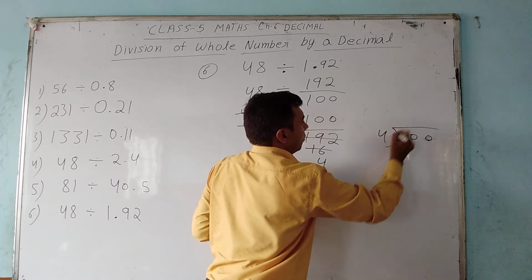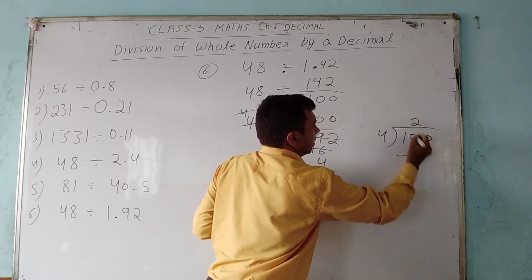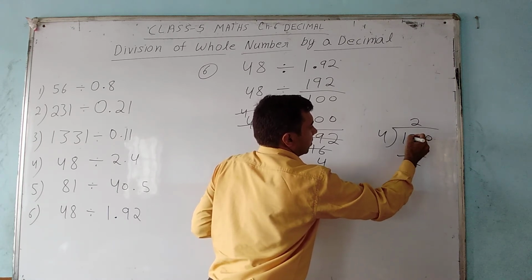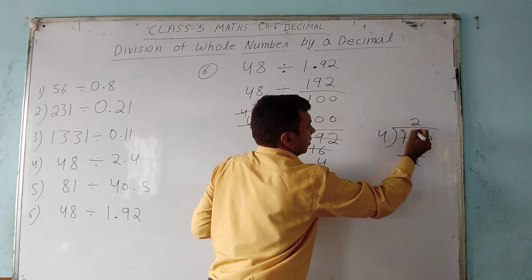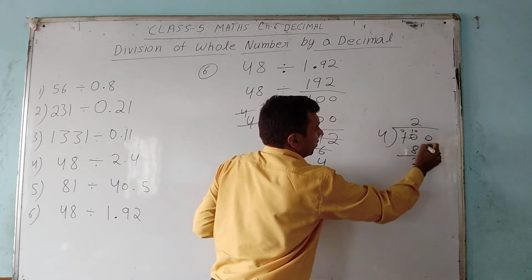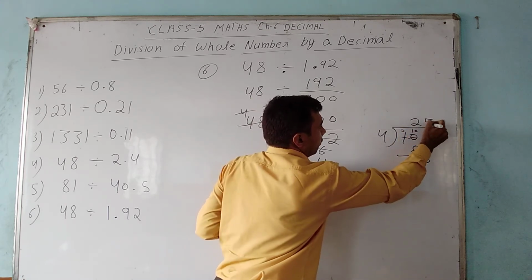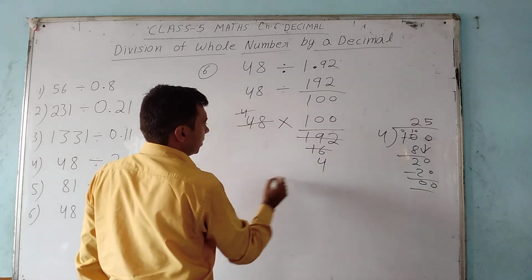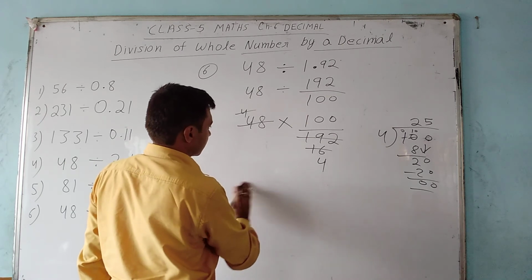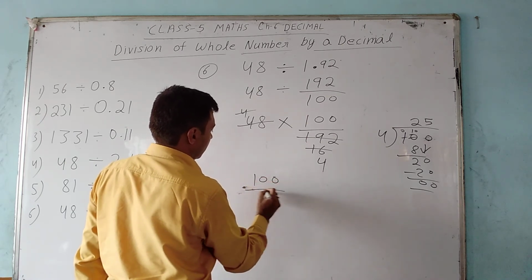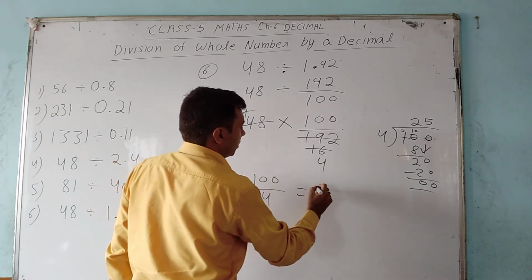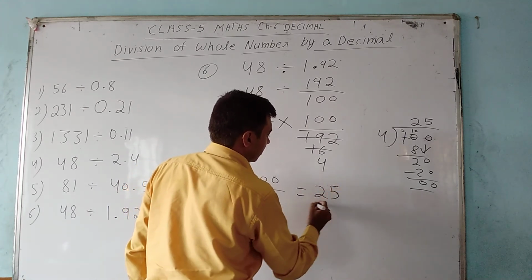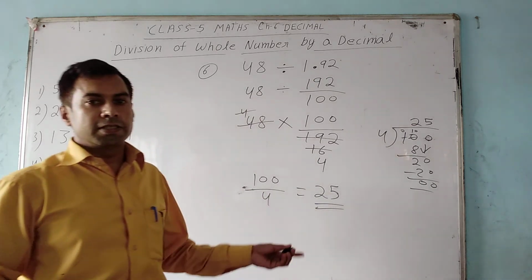by 4. 4 to 8, 10 minus 8 2. See here, 10 minus 8 2. We write this 0 here. 4 5 20. So what we get? We get 25. Student, this is answer.